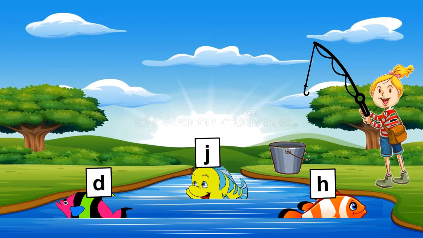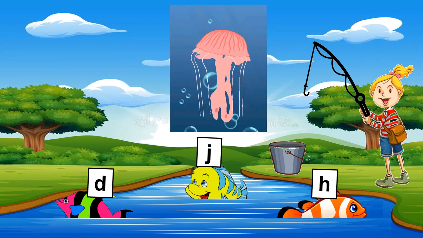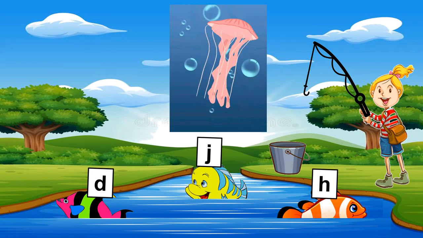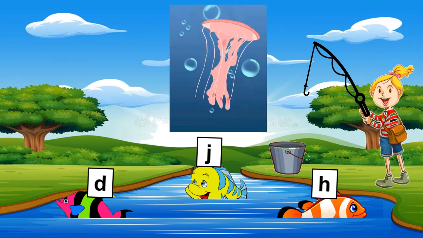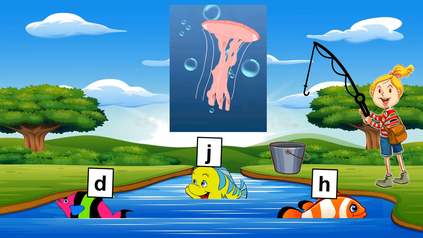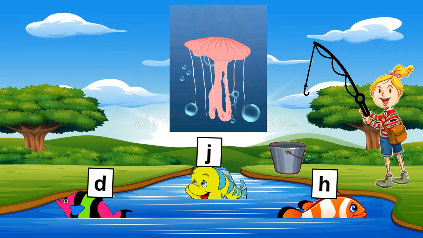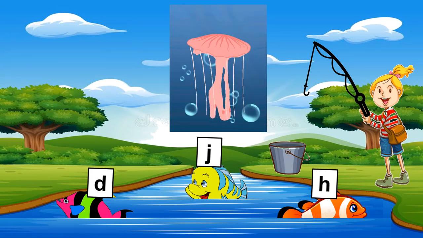It's time for another picture. And all my fish are dancing with the letter cards. Come, let us look at the next picture. Oh, this too is a fish. Can you guess its name? Is it an umbrella? Or a bell? No, this is a jellyfish.